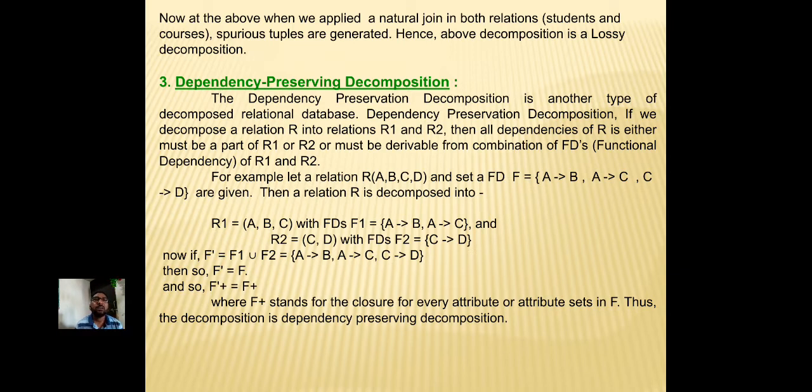Then the relation R is decomposed into R1 equal to ABC with functional dependencies F1 equal to A determines B, A determines C, and R2 equal to CD with functional dependency F2 equal to C determines D. Now if F equals F1 union F2, equal to A determines B, A determines C, C determines D, then F plus equals F plus, where F plus stands for the closure for every attribute or attribute set in F. Thus the decomposition is a dependency preserving decomposition.